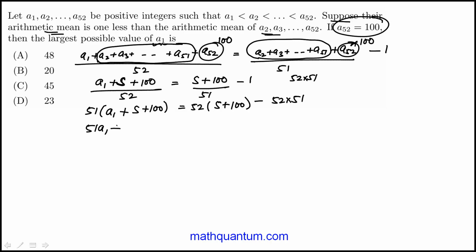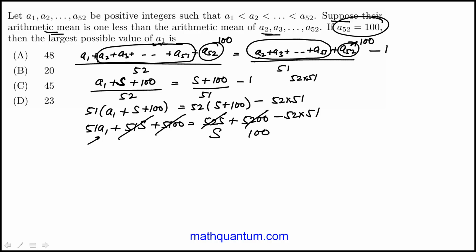This becomes 51a1. So right now I'm just kind of cleaning up things to see how much simplification I can do before I go after what can I do to get the largest possible value. So that becomes just S. That's 100. So 51a1 is S plus 100 minus 52 times 51. I'm going to divide this. Maybe there's a way to get to this result quickly, but this is how, so that's where I am.